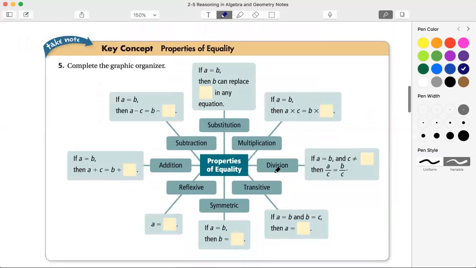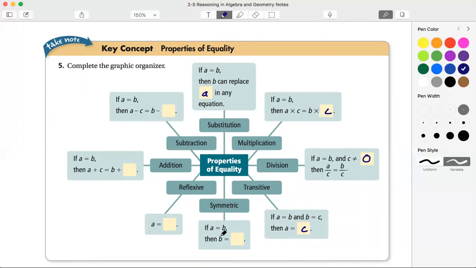All right, so we're going to complete this graphic organizer. This is a whole bunch of properties here. Let's start at the top and work our way around. If A equals B, then B can replace A in any equation. This is substitution. If A equals B, then A times C is the same as B times C. If A equals B and C does not equal 0, then A divided by C is equal to B divided by C. Transitive property: if A equals B and B equals C, then A equals C.